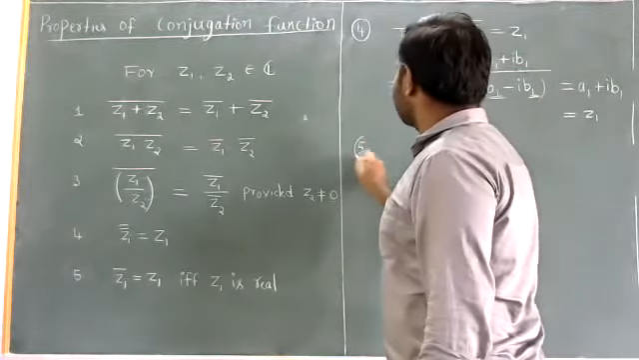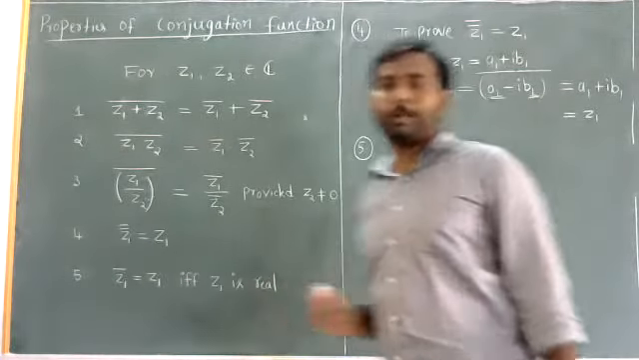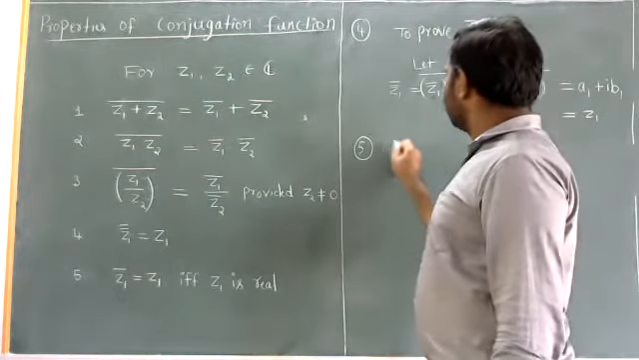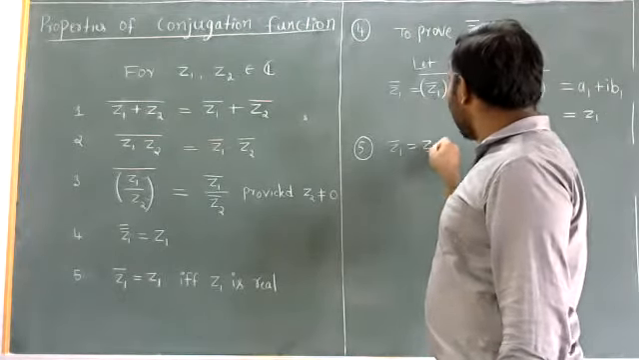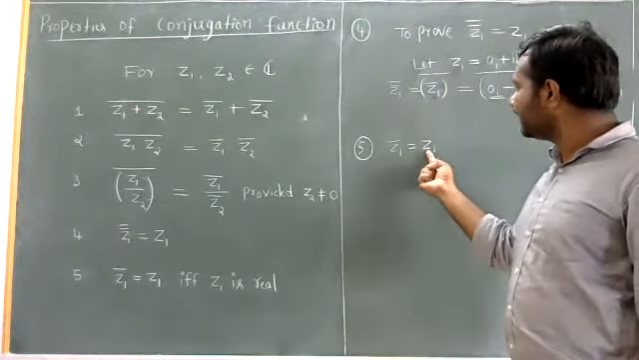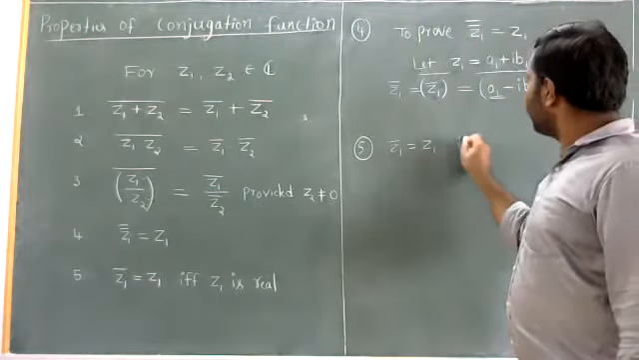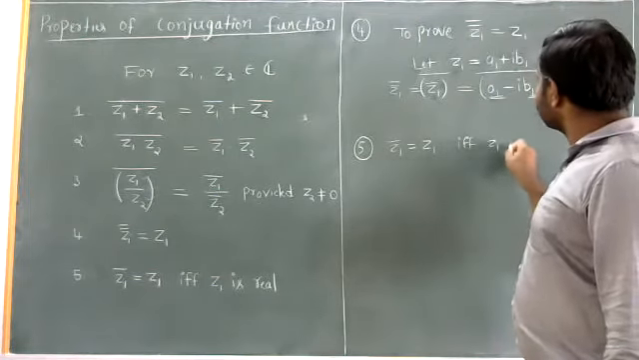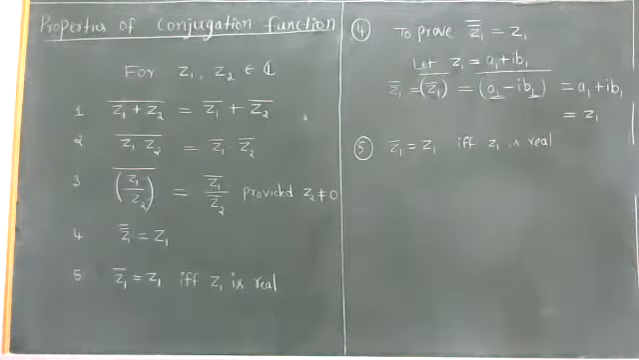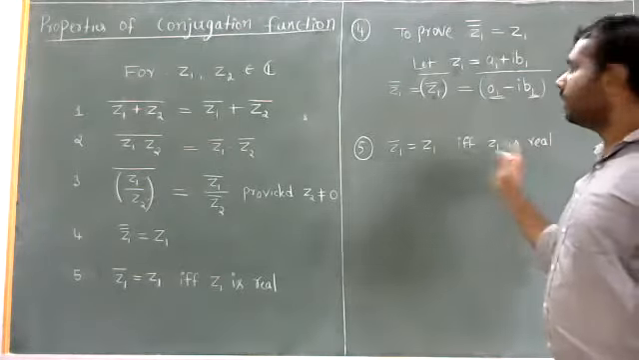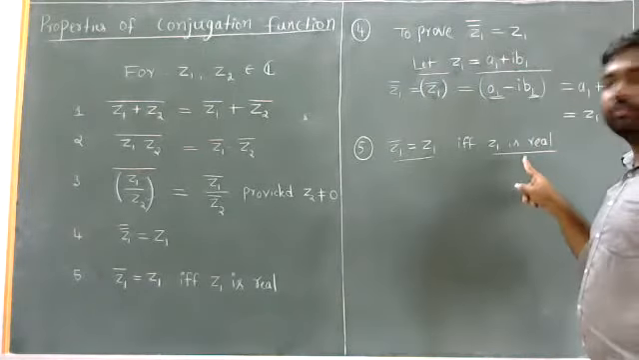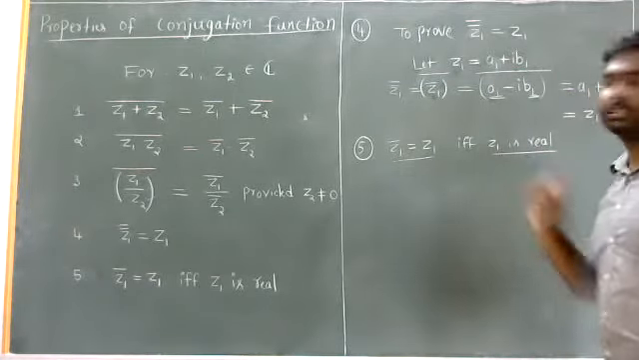Now the last one, fifth property. So what is it? We have to prove Z1 bar is nothing but Z1 if and only if it is real, that is, it is a real number. So it is an if and only if condition. Means this condition implies this, and conversely this condition implies this one.